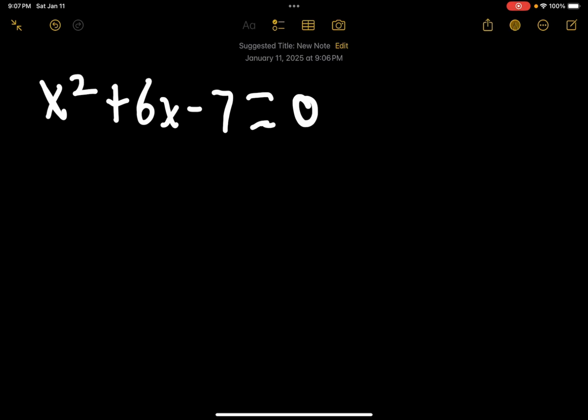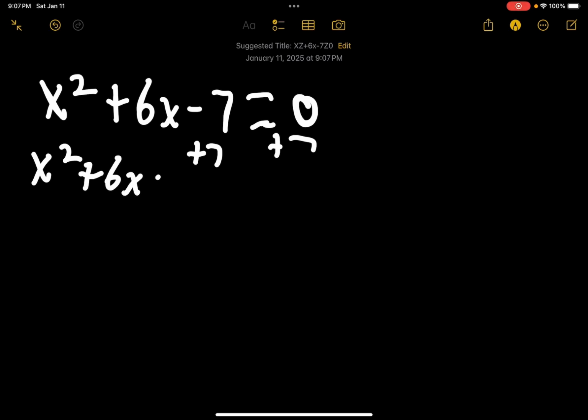First thing I'm gonna do is move this 7 to the other side. So I'm gonna add 7: x squared plus 6x equals 7.